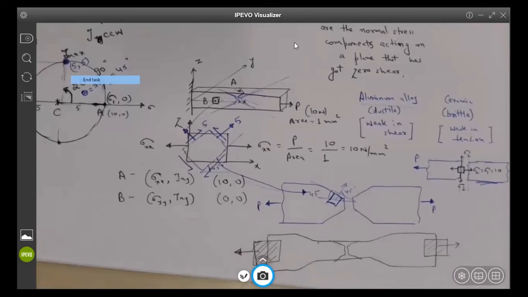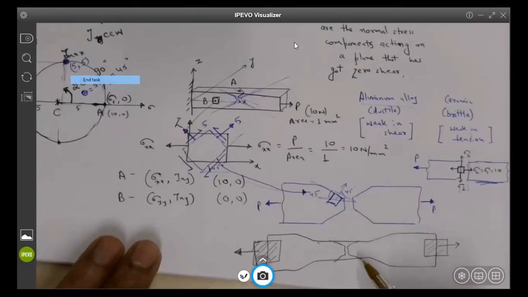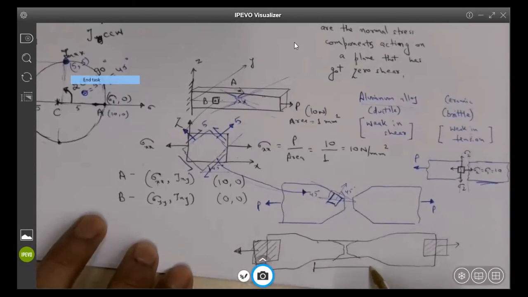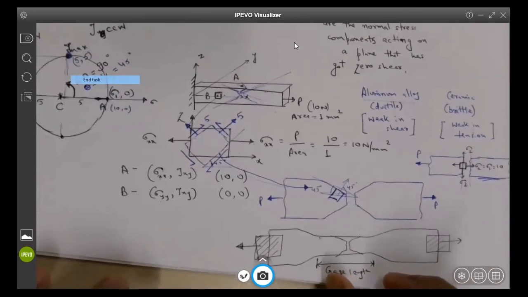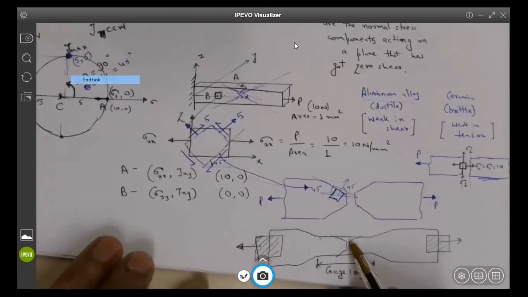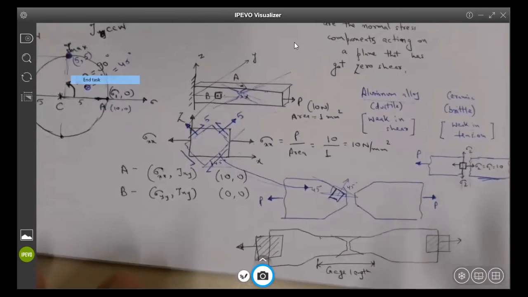Does it make sense? Yes. So when you are doing the testing, you are controlling the specimen geometry to make sure the failure takes place in the gauge length. This is called the gauge dimensions or gauge length. Gauge length basically means the dimensions where you are actually recording the stresses and strains, and you make sure that the failure happens at the middle section.